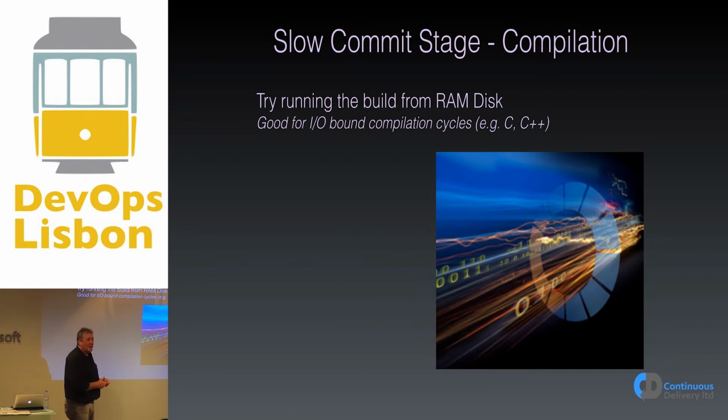Try running the build from RAM disks, certainly for things that are I/O bound, like traditional compiled languages. C++ in particular is the one that I've done quite a lot of this with. It makes quite a significant difference because C++ tends to be lots of small files, and the build tends to get I/O bound. So if you put it on solid state disk, that improves it. If you put it in RAM disk, that improves it a bit more because the bandwidth is higher.